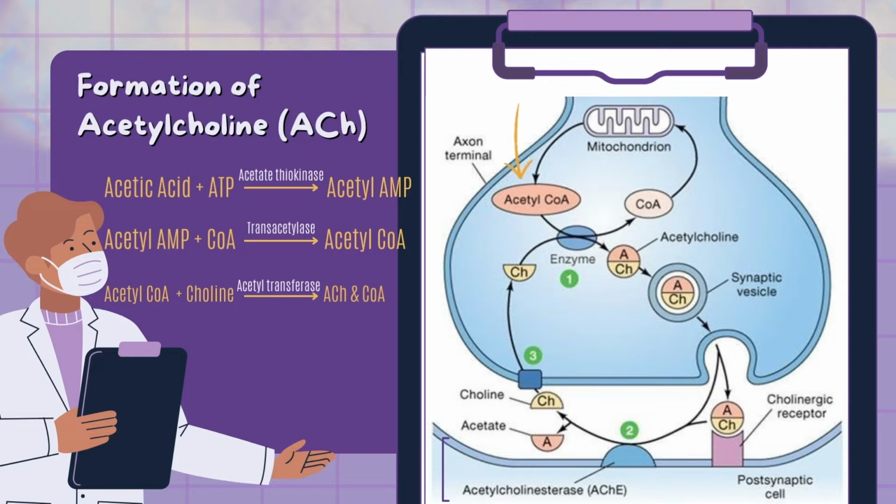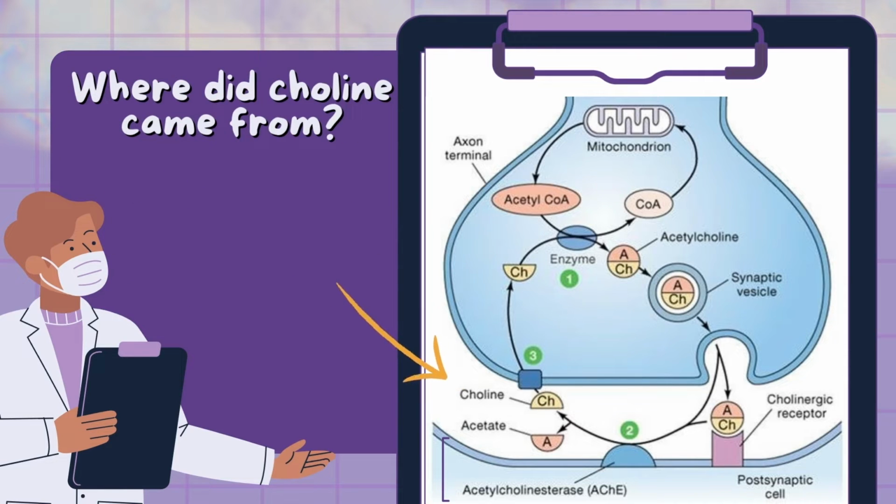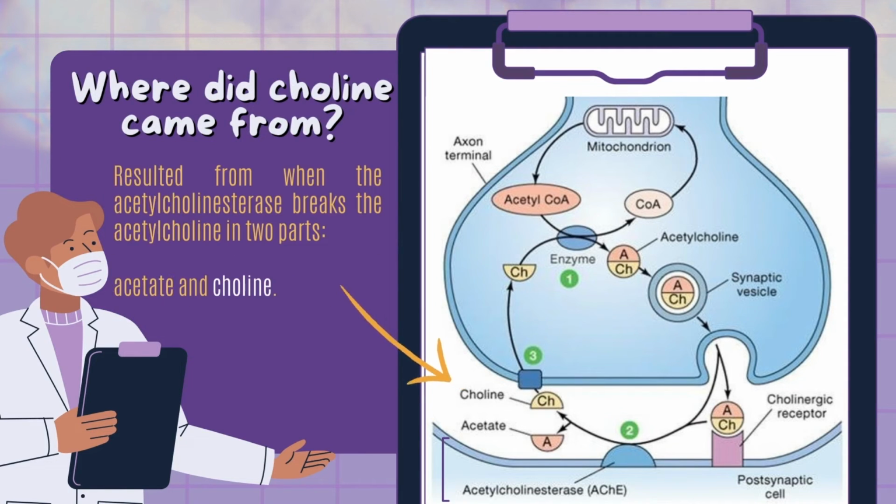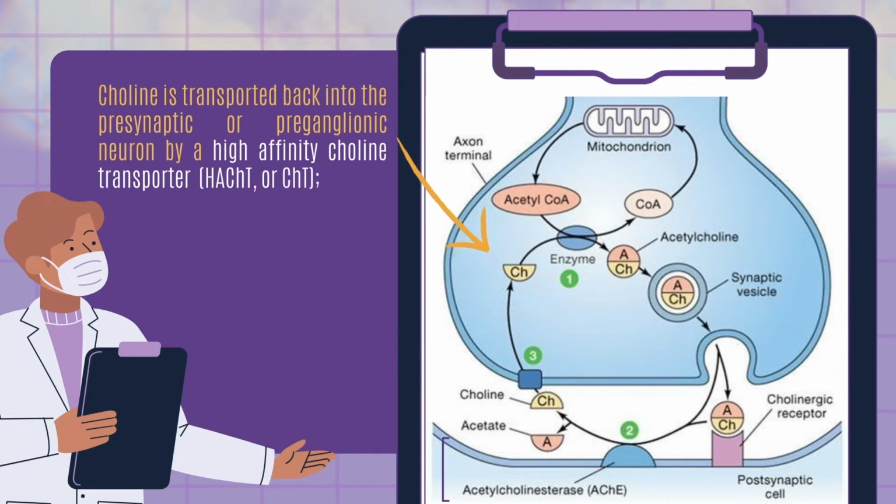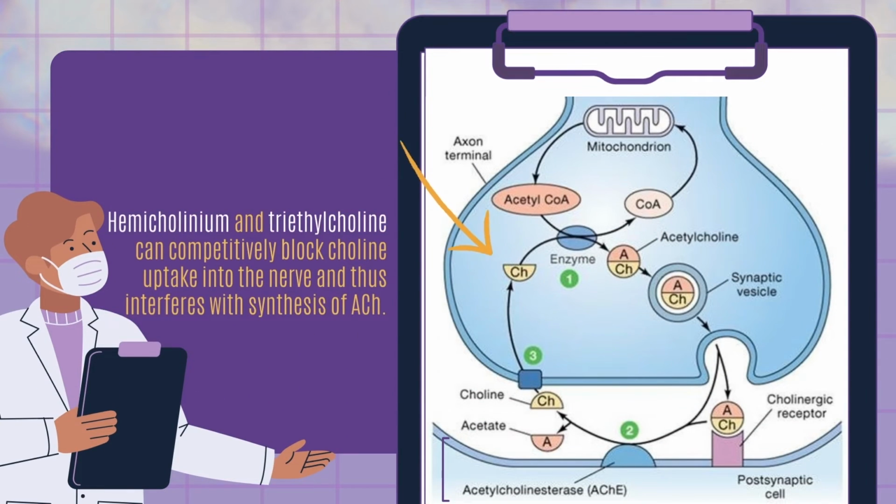Then finally, the acetyl coenzyme A is added with choline, which results in acetylcholine and coenzyme A by the enzyme acetyltransferase. So where did choline come from? Choline came from here, as a result of the acetylcholinesterase breaking the acetylcholine into two parts, acetate and choline. It was then transported back into the presynaptic or preganglionic neuron by a high-affinity choline transporter or HACHT or CHT.